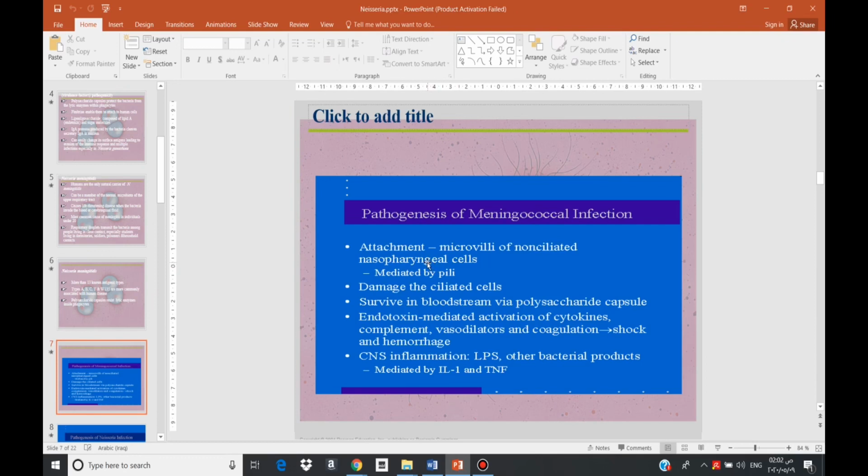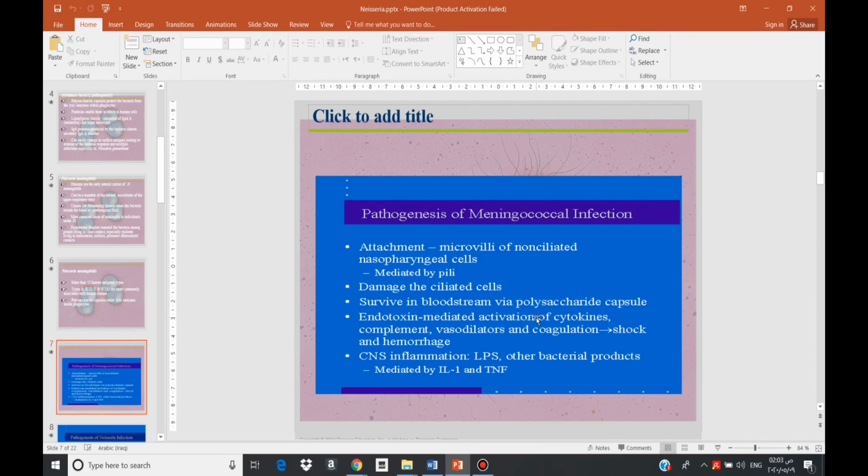الباثوجينيسيس طبعا الستيبس فور ذا باثوجينيس كل احنا نعرف انه البداية او الفيرست ستيب هي الاتاتشمنت. قلنا البكتيريا تحتوي على البيلاي عندها الفمبريا for the attachment of the bacteria in the microvilli of non-ciliated nasopharyngeal cell. After the attachment then started to damage the ciliated cell and then enter the bloodstream and survive inside the bloodstream. ليه survive inside the bloodstream? Because the bacteria contained polysaccharides to prevent the phagocytosis.